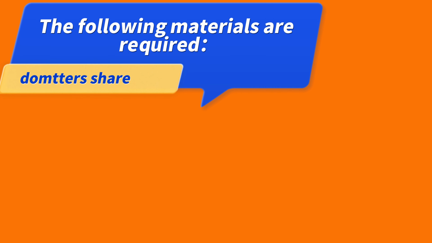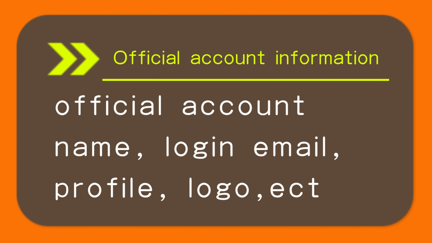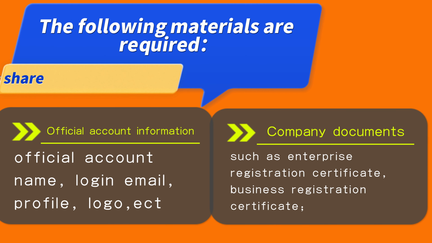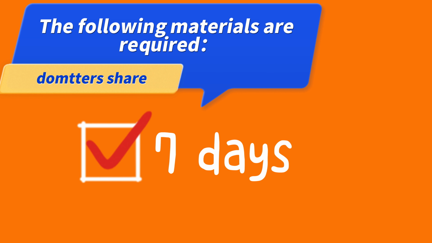If you register independently, you need to prepare materials by yourself. The following materials are required. First, official account information, including official account name, login email, profile, and logo. Second, company documents, such as the enterprise registration certificate and business registration certificate. Then open the authentication process after the materials are ready. They can be quickly opened and certified through the information property public account within 7 working days.